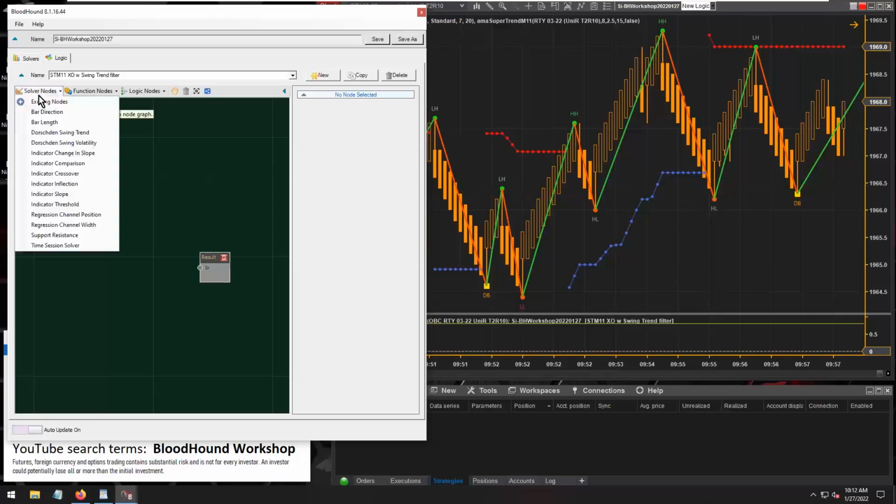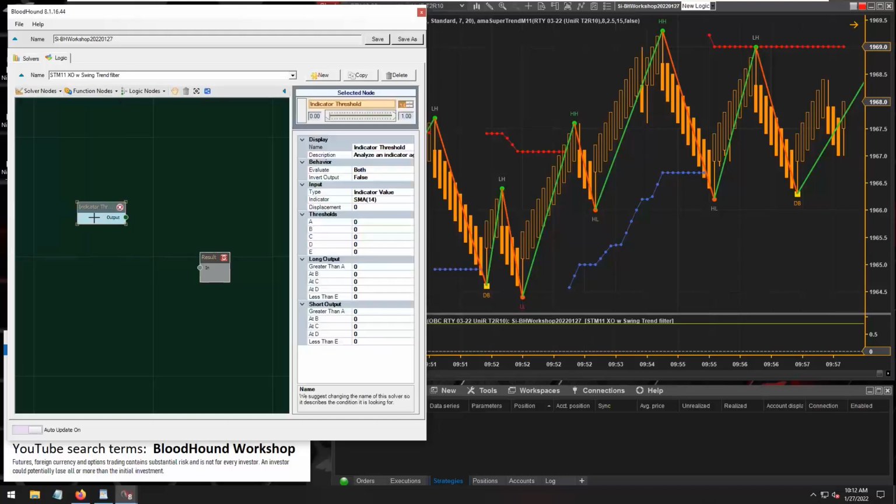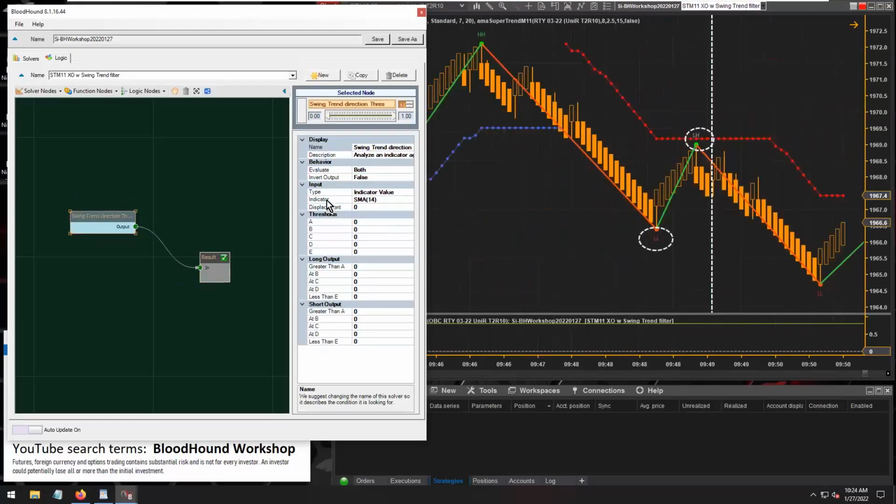Well, actually, yeah, I guess. So let's build the market direction filter first. All right. So we're gonna take a threshold solver, and with the threshold solver, we can read the swing trend indicator here. So let me load in the swing trend indicator.